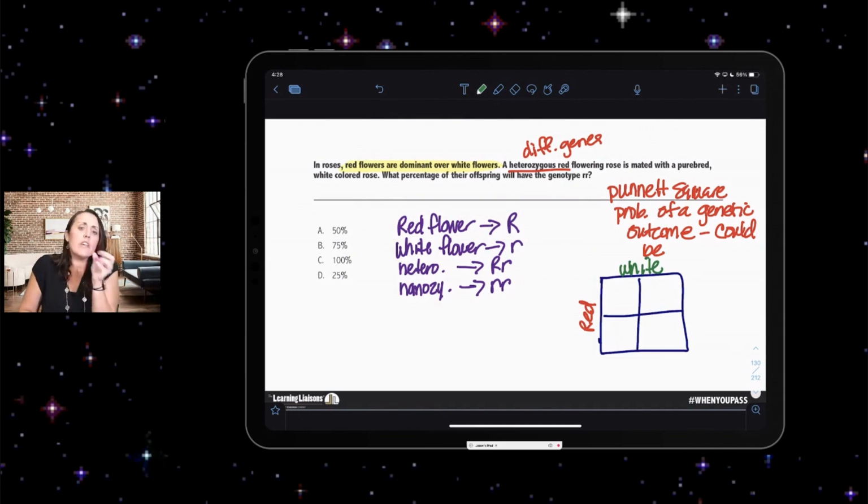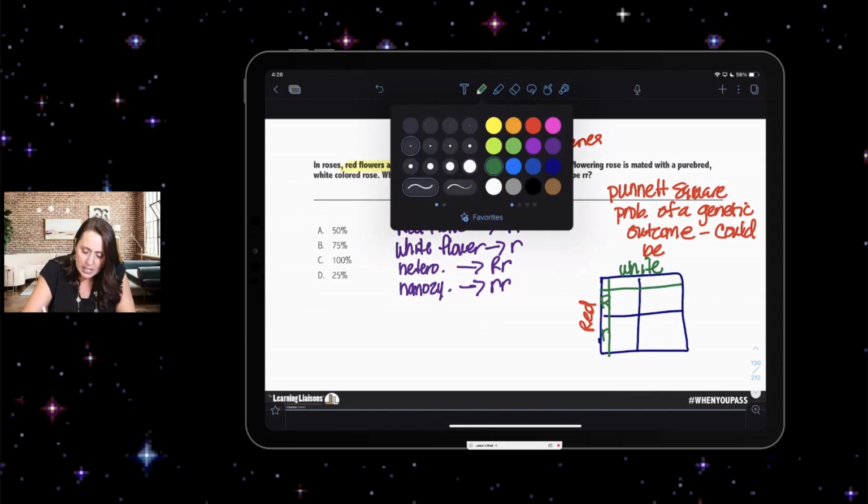So there is a 25% chance in each of these boxes. So 25, 25, 25, and 25, which is 100%. This is what gives you your percentages to decide what your genetic outcome will be. So in this case, what I'm going to assign is this one is going to be my big R. This box right here will be my little r. And then my white flower, it's pure homozygous, it's little r, little r.